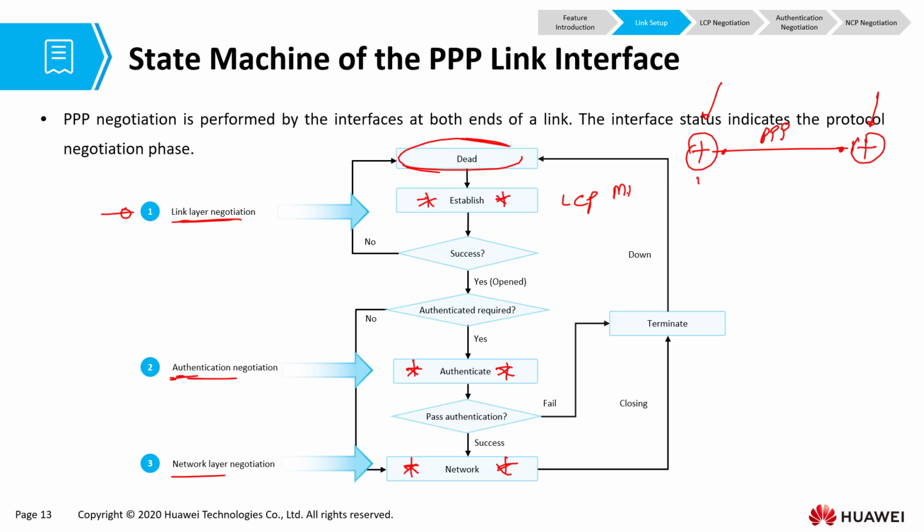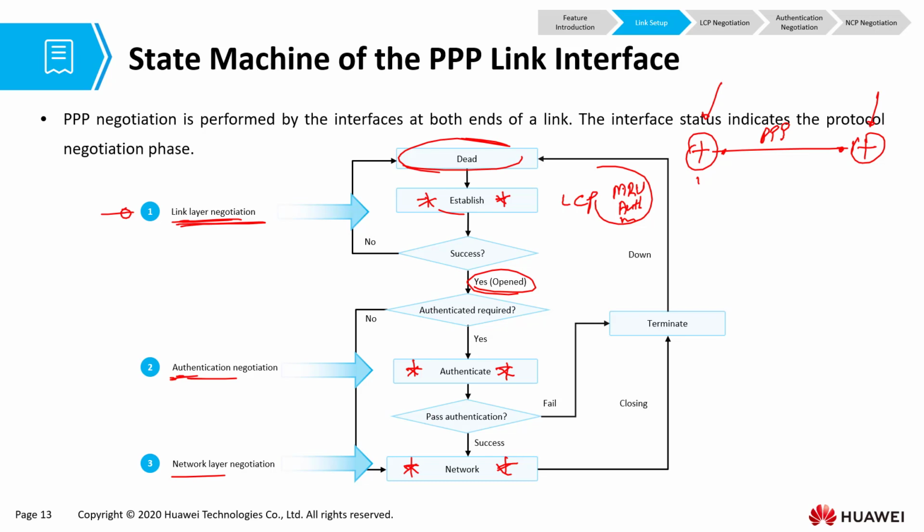They are going to negotiate the maximum receivable unit. They are going to negotiate the authentication mode. They are going to negotiate the magic number. They are really going to negotiate a number of options. Now, if and only if this negotiation is successful, if the link layer negotiation is successful, we shall go into the open state. The devices get into the open state, which means that the lower link layer has been established.